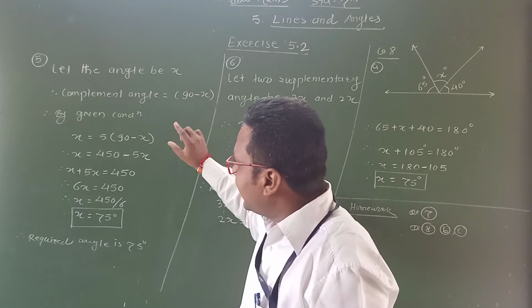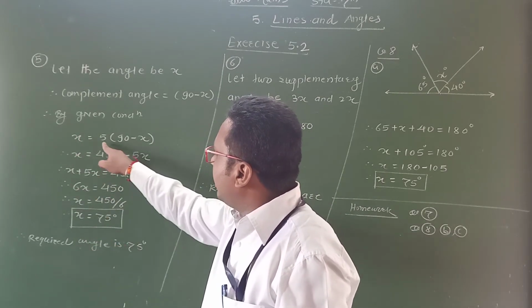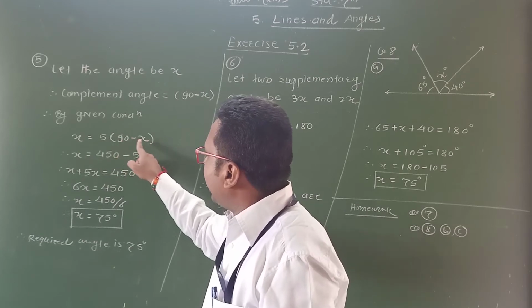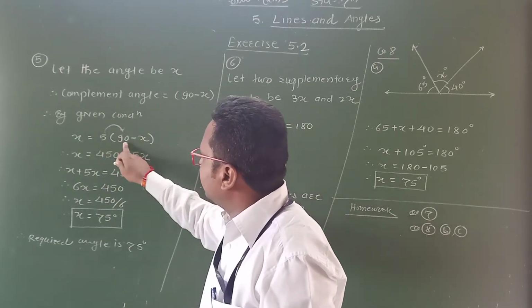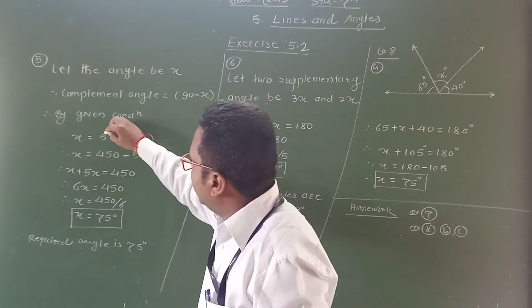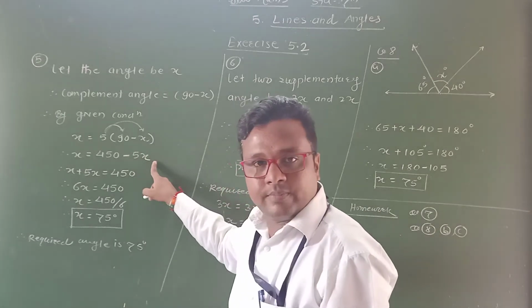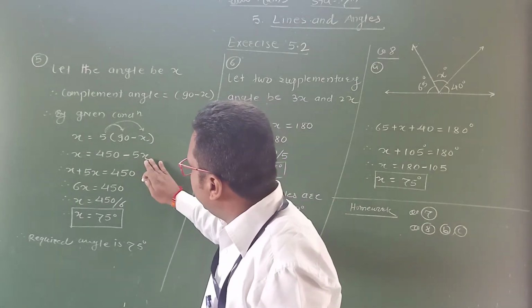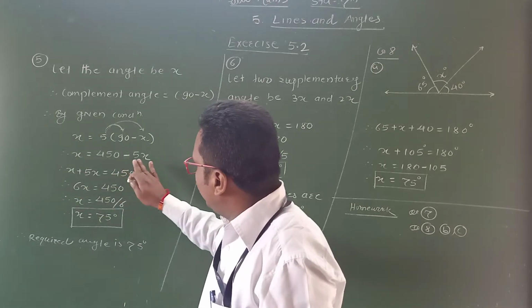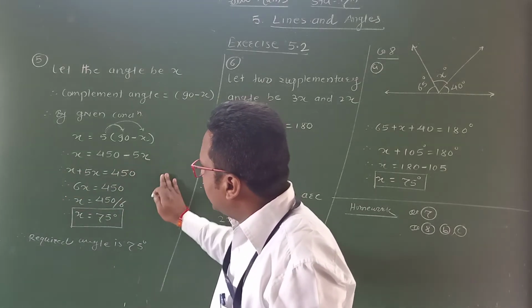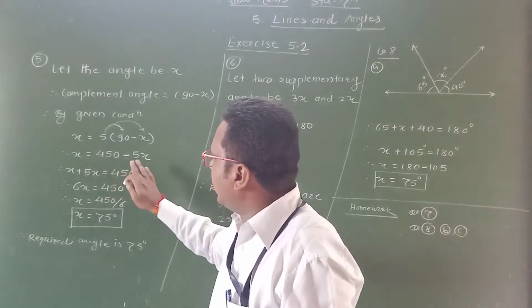Okay, now we solve the equation. x as it is on the left hand side. Now we multiply each term of the bracket with 5. 5 into 90, we get 450. Then 5 into x, that is minus 5x. Then we transfer the variable term to the left hand side. If we transfer minus 5x, it becomes 5x on the left hand side, equal to 450 on the right hand side.